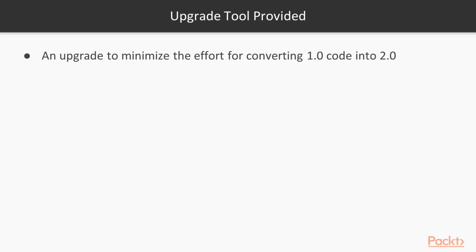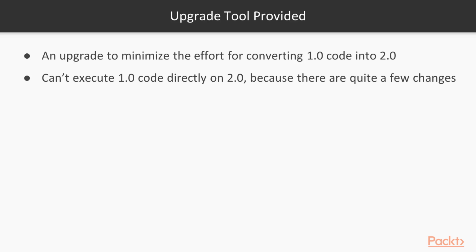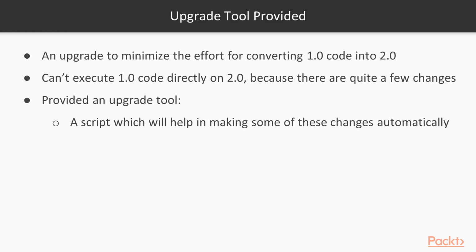And then the TensorFlow team has provided an upgrade to minimize the effort for converting any 1.0 code into 2.0. Remember, if you try to execute TensorFlow 1.0 code directly with 2.0, it may not work because there are quite a few changes. And it is a cumbersome task to make all these changes manually. Therefore, the team has provided an upgrade tool, which is like a script that will help in making some of these changes automatically. So this automates the process to some extent so that our effort to upgrade is reduced. I will show you a demo of this as well.